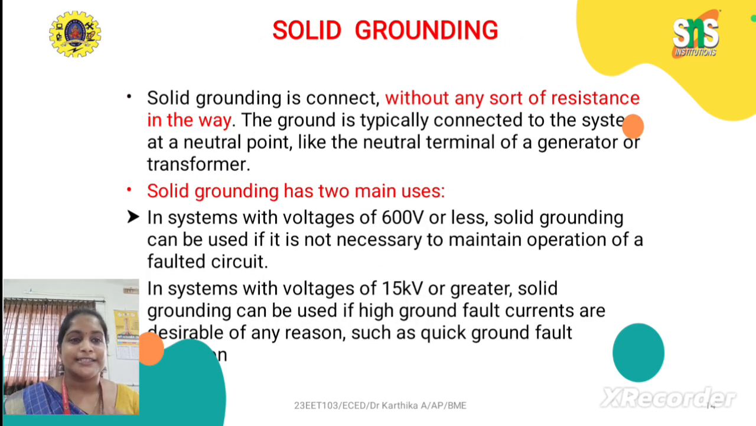Solid grounding is connected without any sort of resistance in the way. Solid grounding has two main uses. One is in systems with voltages of 600 volt or less, where solid grounding can be used if it is not necessary to maintain operation of a faulted circuit. Here in solid grounding, the grounding is typically connected to the system at a neutral point, like the neutral terminal of a generator or transformer. In systems of 15 kilovolt or greater, solid grounding can be used if high ground fault currents are desirable for any reason, such as quick ground fault clearing conditions.